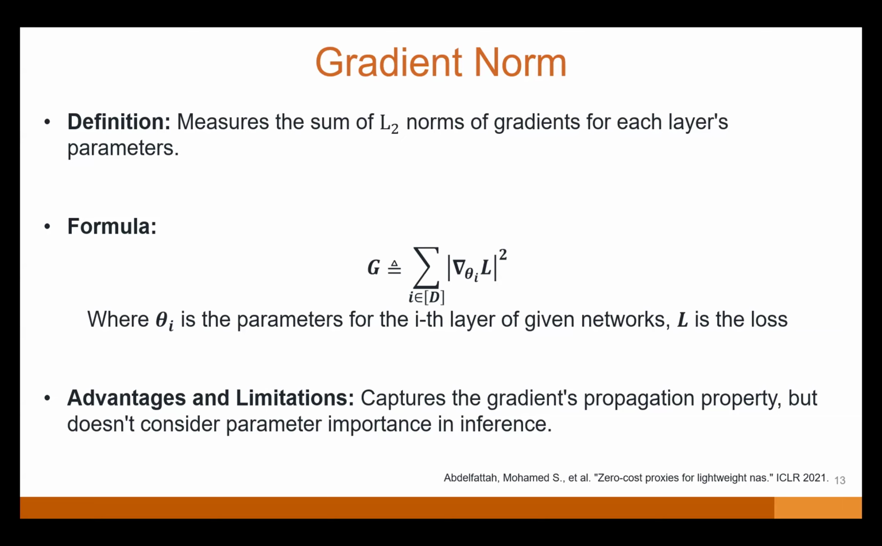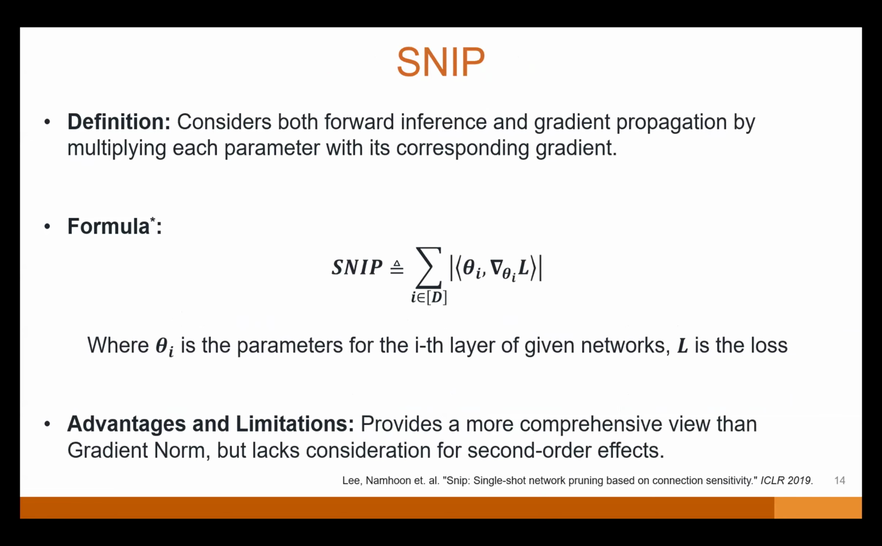So the idea is that by knowing this, or by using this during the design process, we can have a good idea of how the network will behave and how that will impact the quality of the metric we're interested in, let's say the accuracy for the sake of simplicity. The problem with this is that it captures the gradient propagation properly, but does not consider the parameter importance during inference. And this brings me to the second one.